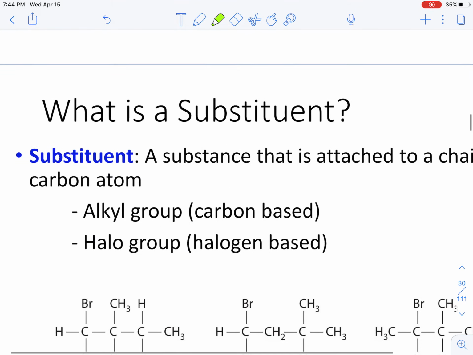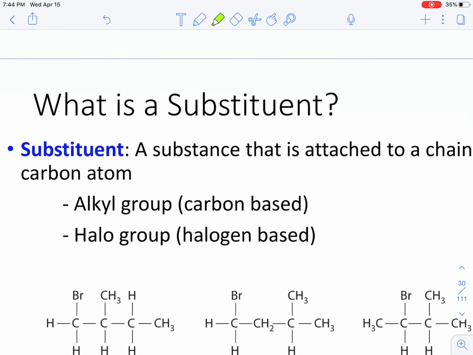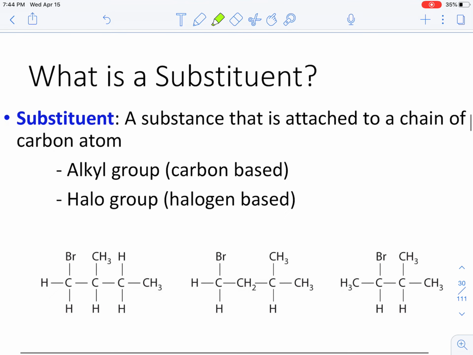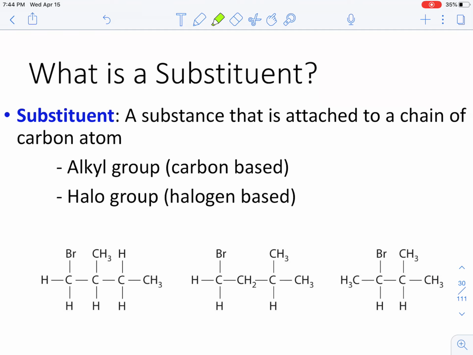The first thing that we need to address is what is a substituent. Substituent can be used in different fields, giving it slightly different definitions. For organic chemistry, a substituent is a substance that's attached to the parent chain of a carbon or organic compound. We're going to learn very soon how to identify substituents from parent chains.